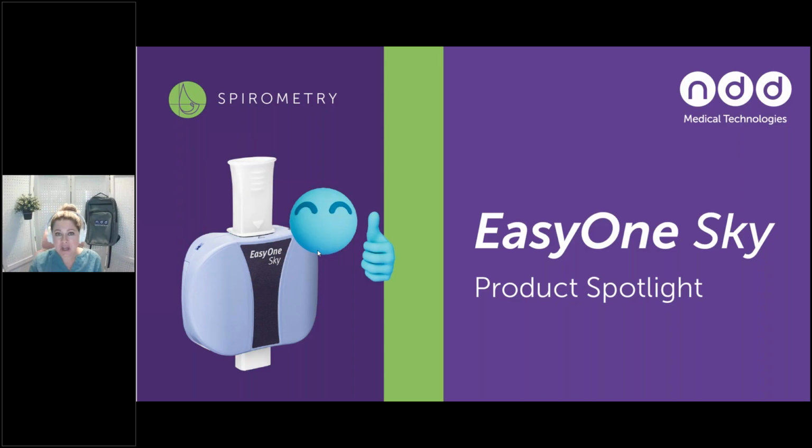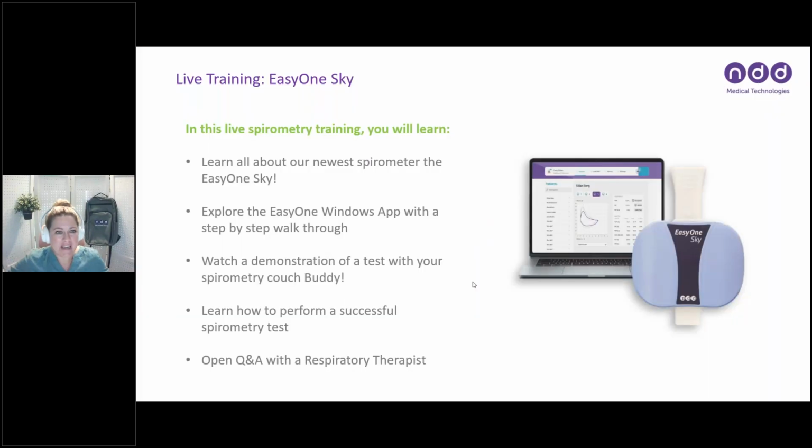All right, so as you saw when you signed up for the training, today we're going to learn all about our newest spirometer, the EasyOne Sky. We're going to explore the EasyOne Windows app with a step-by-step walkthrough. We're going to watch a demonstration of a test with our spirometry coach, Buddy. And then we're going to learn how to perform a successful spirometry test, and then an open question and answer session at the end.